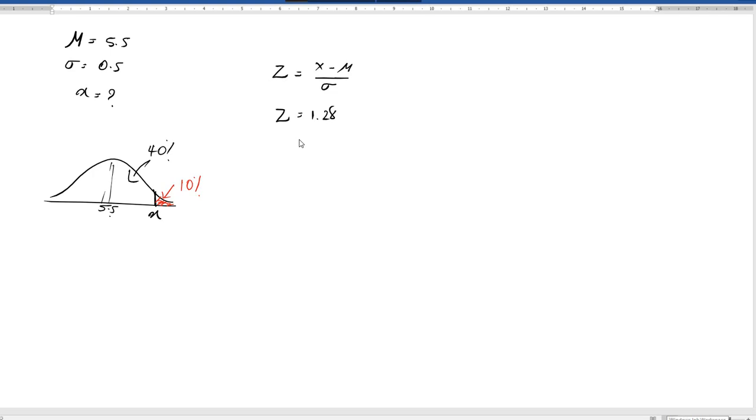Okay, now I have three values. I can calculate this equation. 1.28 is equal to x, which is not known, minus mu, which is 5.5, over sigma, which is 0.5. Okay, now I have this equation. I can see the denominator for this factor here. Now I cross multiply numerator into denominator of each side.